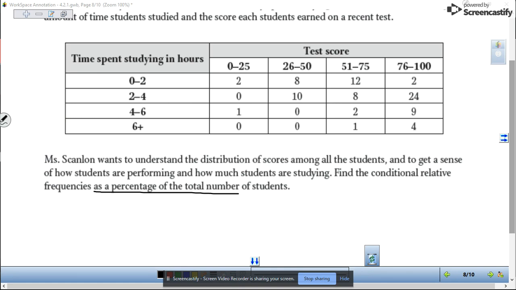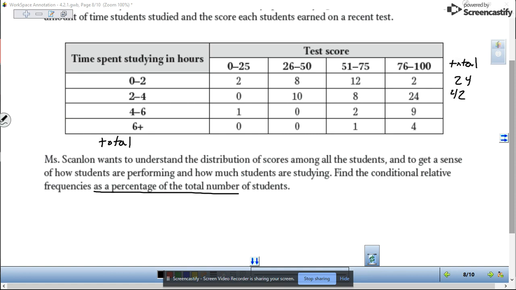So here's what we need to do first. If we want to do it based on the total number of students, we have to know the total number of students. So I need my totals. Anytime you're not given the totals, that's the first thing you want to do. The total number of students that spent 0 to 2 hours studying is 10 plus 22 plus 24. The total that did 2 to 4 hours is 18 plus 24 is 42, sorry.